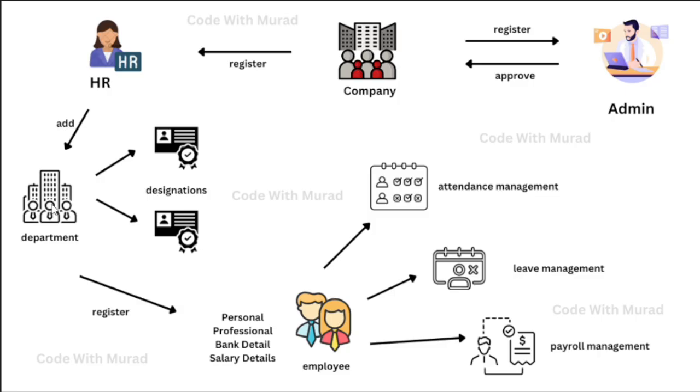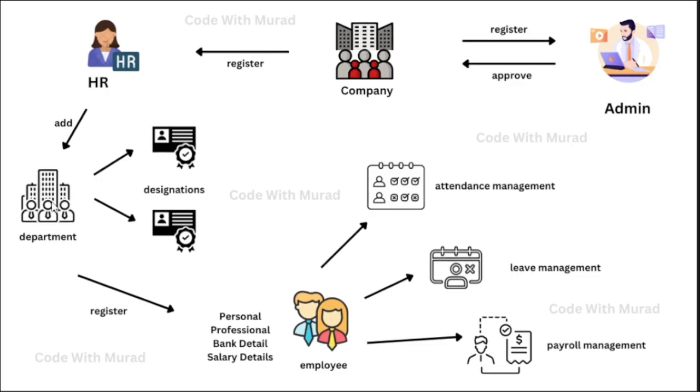So HR will add the department, and after adding the department, HR can add multiple designations in that particular department. Let's suppose we have the department called backend department. In that we can have multiple designations like project manager, senior developer, junior developer, team lead. In the similar way, for each department added by the HR, there can be multiple designations. So all these things are dynamic. HR can add the department, then add the designations inside that department, and once this is done, HR will register the employees into the system.